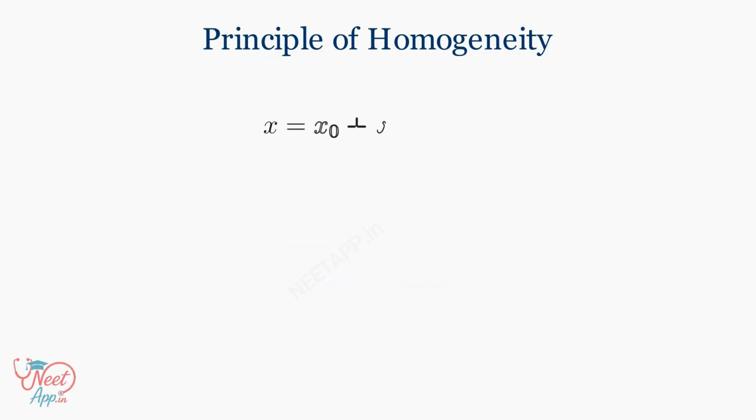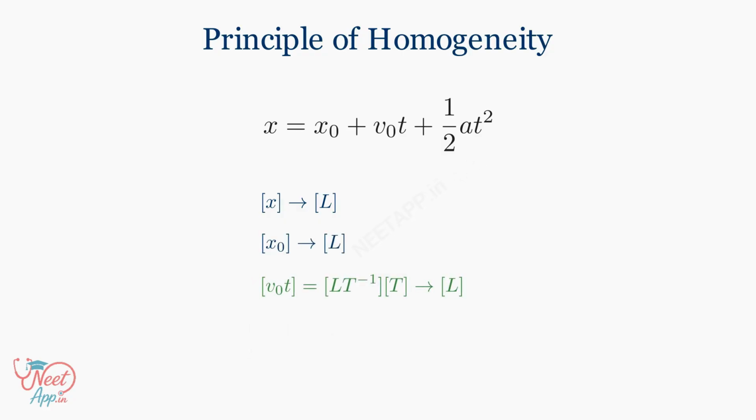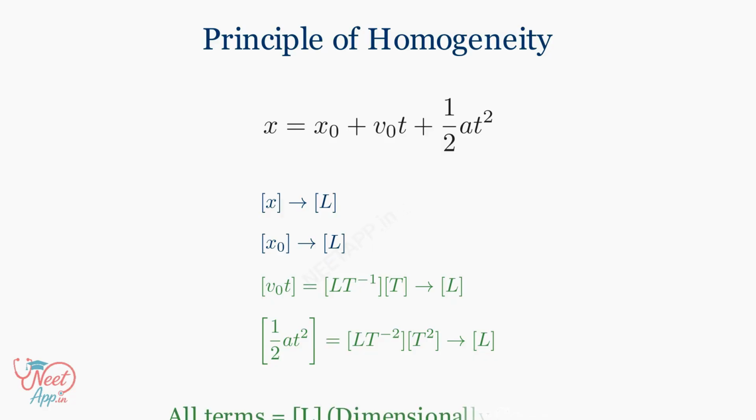Look at the famous equation of motion. x equals x0 plus v0t plus 1/2 at squared. If we break this down, the dimension of every single term is simply length, represented by L. Because every term matches, this equation is dimensionally correct.